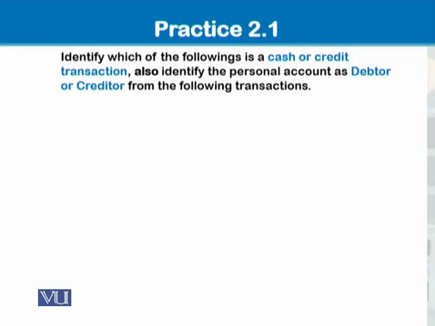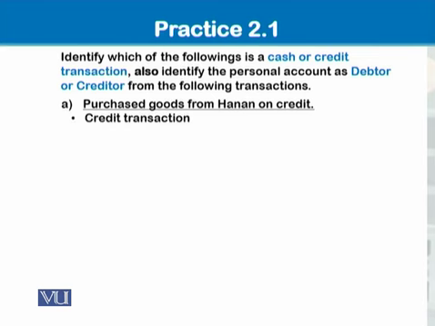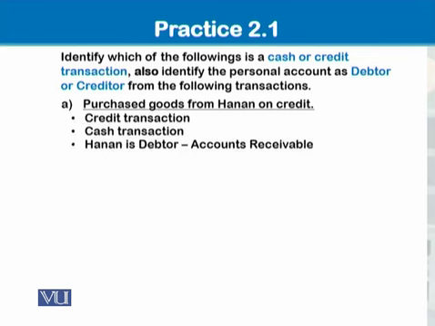We have to identify which transaction is a cash transaction or credit transaction, and then we have to identify debtor or creditor in these transactions. Purchase goods from Hanan on credit. Is it a credit transaction, cash transaction? Or Hanan is a debtor, accounts receivable, or Hanan is a creditor, accounts payable? So the answer is that it's a credit transaction and Hanan is our creditor. Why? Because we purchased from Hanan.